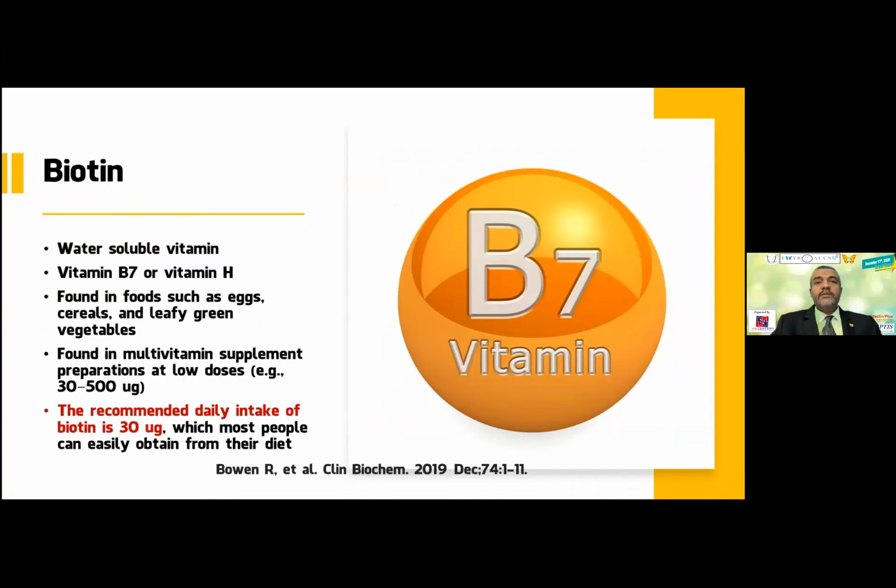So what is biotin and what does it have to do with the problem? Biotin is a water-soluble vitamin. It is also called vitamin B7 or vitamin H. It is found in foods such as eggs, cereals, leafy green vegetables. It is also found in multivitamin supplement preparations at low doses, usually ranging from 30 to 500 micrograms. The recommended daily intake of biotin is only 30 micrograms, which most people can easily obtain from the diet.